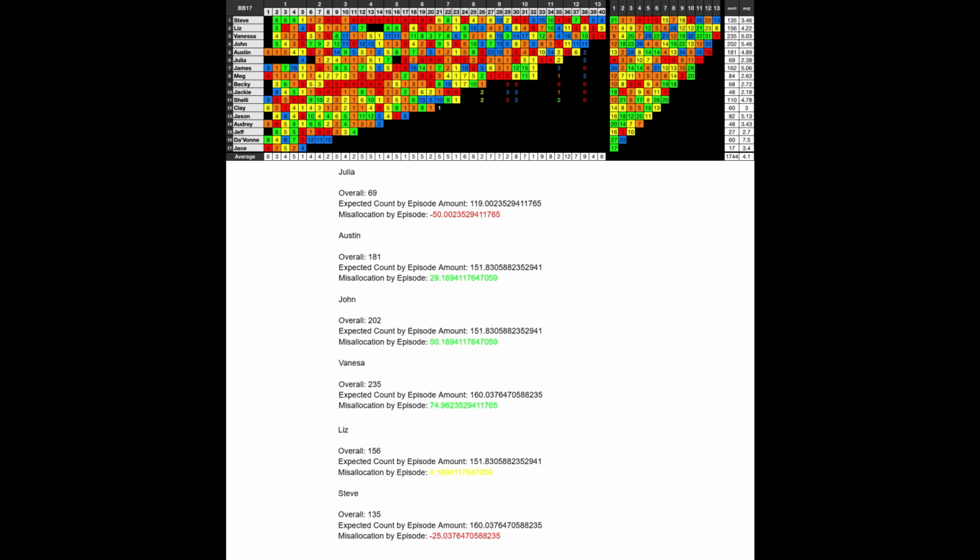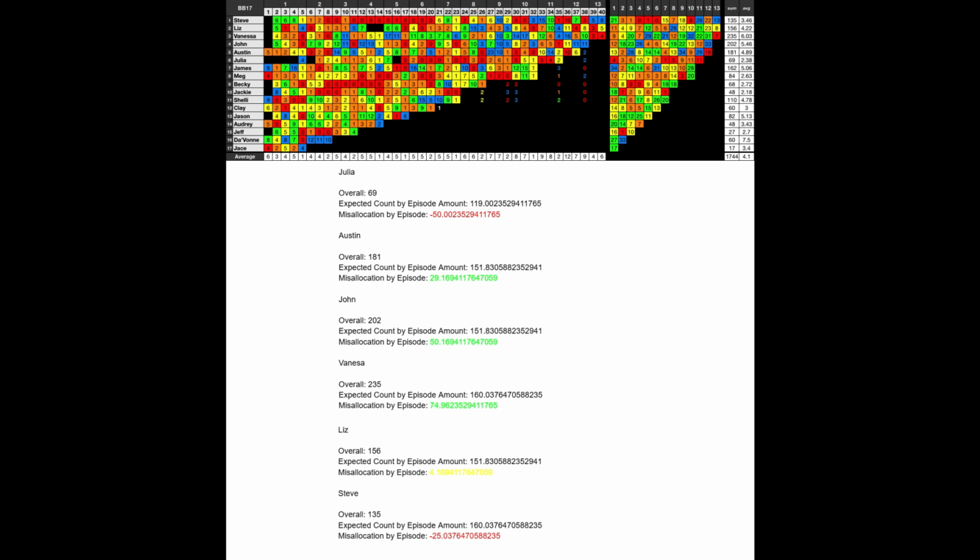John got 202 diary rooms. His expected count by episode amount is 151.83. This caused him to have a misallocation amount of 50.16. So essentially, yeah, he got a quarter more diary rooms than he should have because I guess they felt like his yelling was entertaining. That's besides the point.